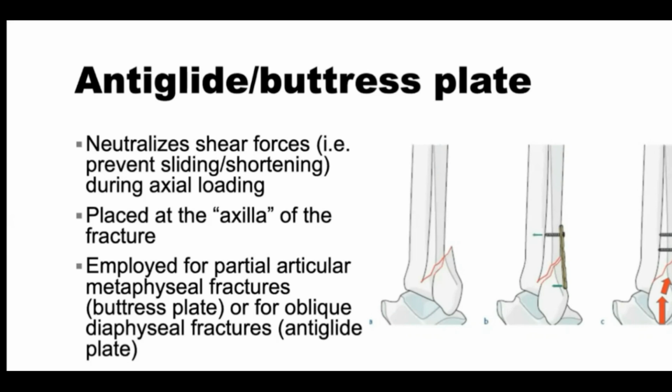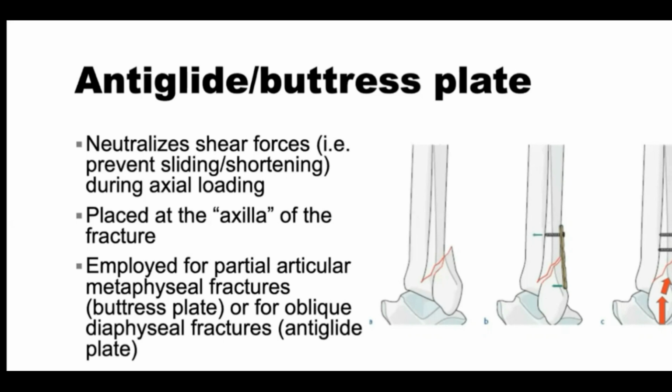But the idea is that an anti-glide or a buttress plate will be placed so that it creates an axilla with a fracture. An axilla is where you see that on the middle image, image B, and basically it creates a corner between the plate and the bone. And so when the bone is axially loaded, the end of the fracture will kind of compress up into that axilla, and it provides compression at the fracture site.